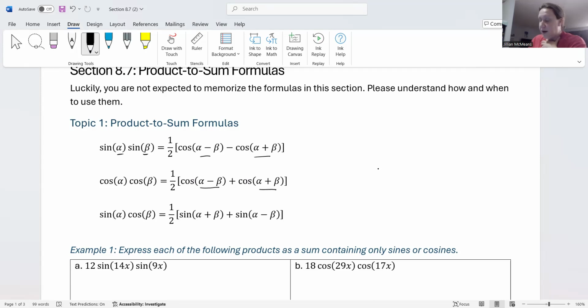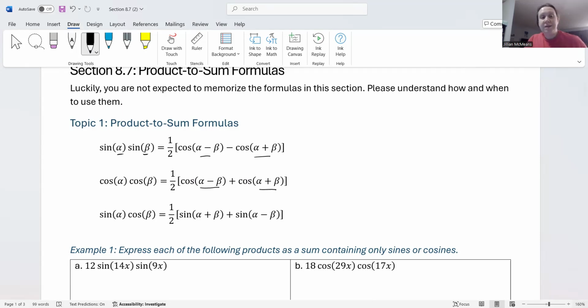And then finally, if you have sine of alpha times cosine of some angle beta, that's going to be 1/2. You're going to take sine of the sum of the angles and then add sine of the difference of the angles. So be really careful about where those pluses are, where those minuses are, and praise be, you don't have to memorize these.